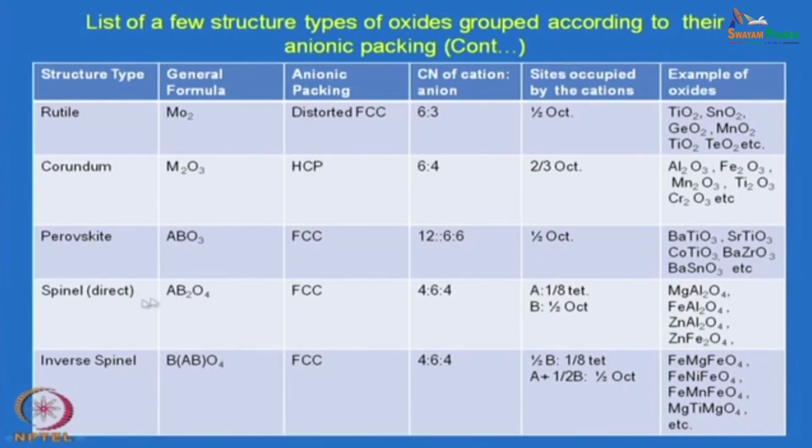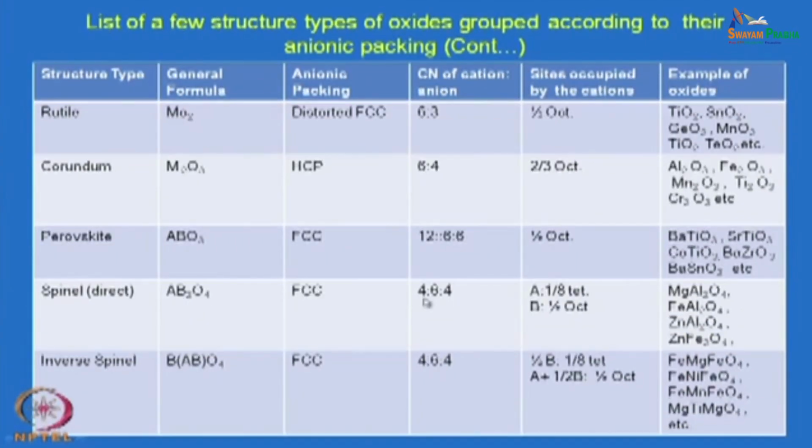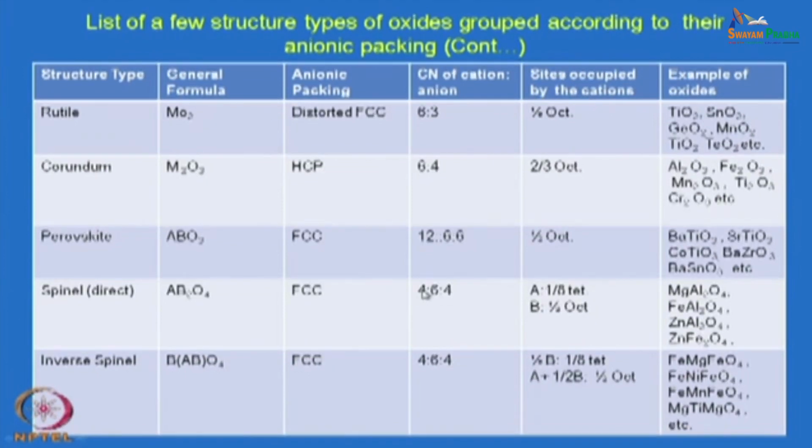We have 2 varieties of spinel structure, and the general formula is AB2O4. Again it is a cubic symmetry, cubic close packed, and the coordination numbers of the cation and anion, not the ratio, they are actually coordination numbers of different ions.